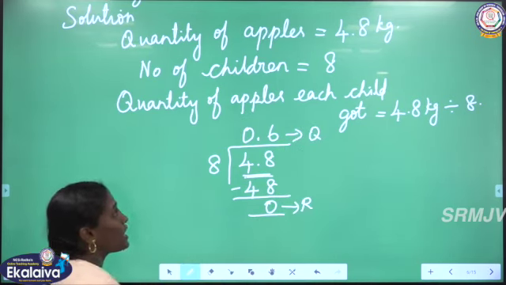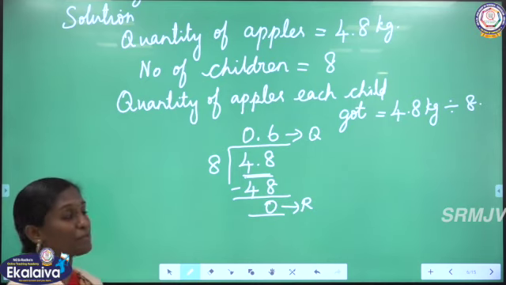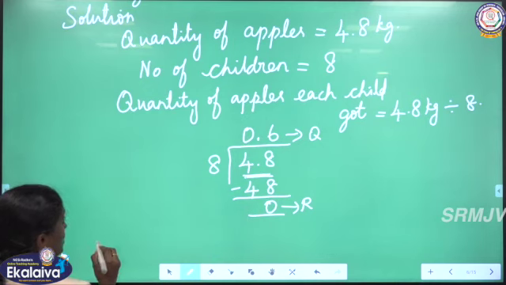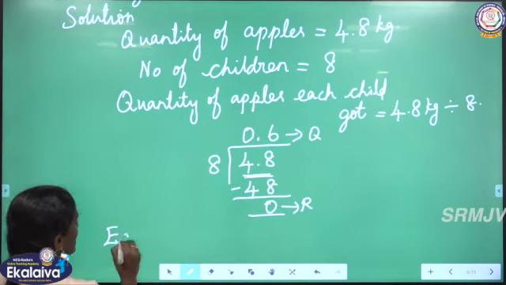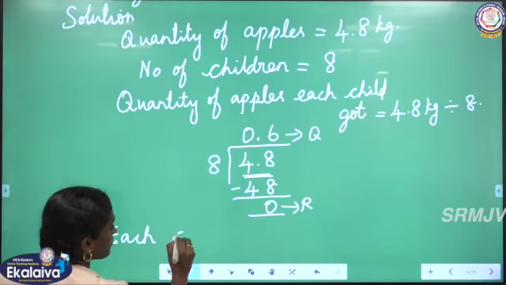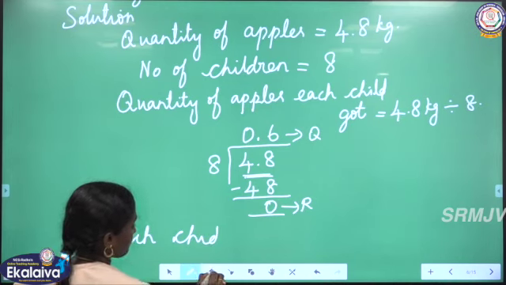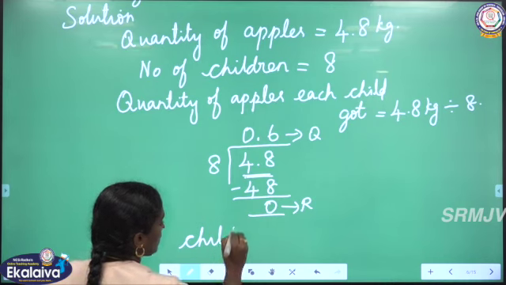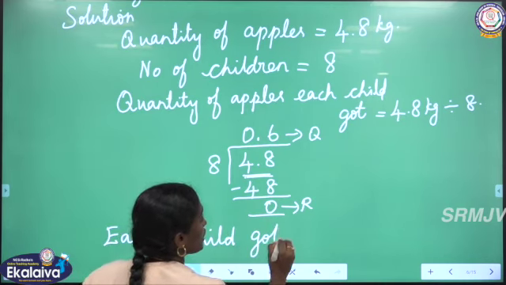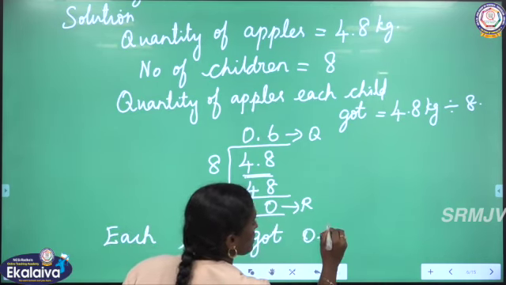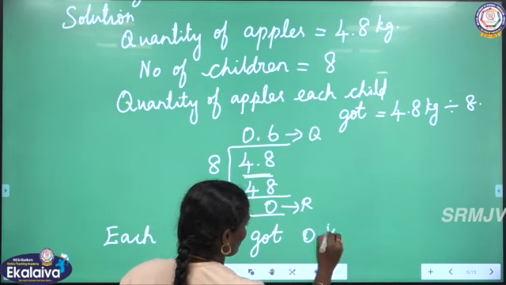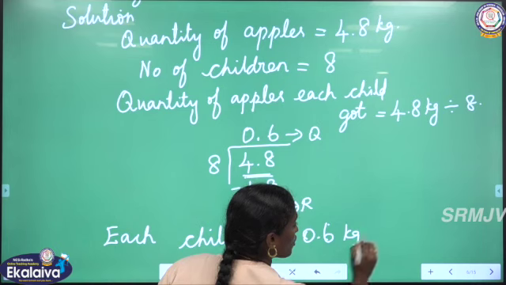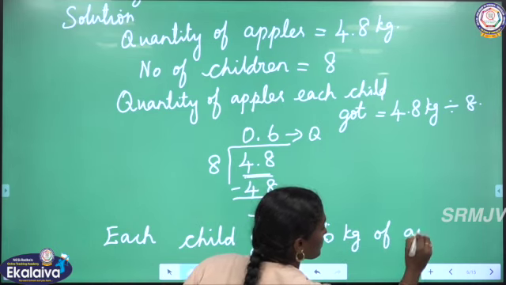So the quotient is the answer. This is the quantity of apple each child got. That is 0.6 kilogram. So answer, each child got 0.6 kilogram of apples.